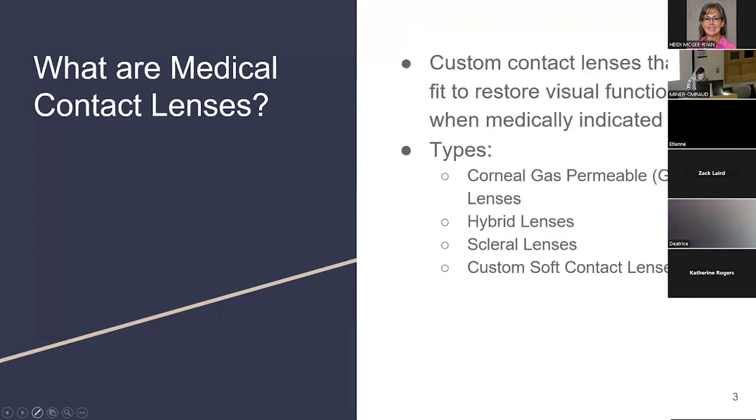So to start off, we're going to just start with some basics here. So what are medical contact lenses? These are custom contact lenses that are fit to restore visual function or when medically indicated. The types of lenses this can include are the corneal gas permeable or GP contact lenses, hybrid lenses, scleral lenses, and custom soft contact lenses. I'm going to focus on the corneal gas permeable contact lenses and scleral lenses during this presentation, but I just wanted you to know that the others also exist.